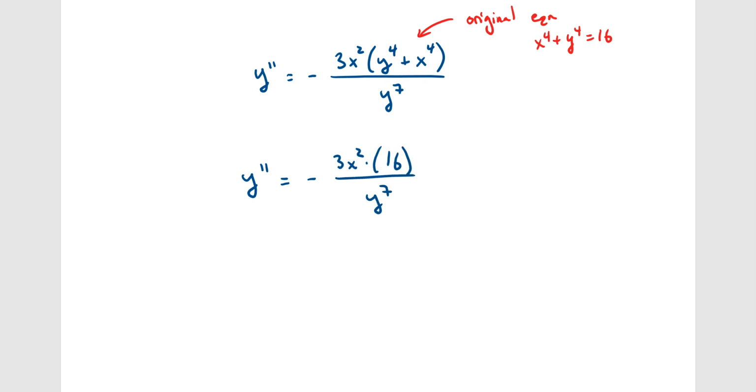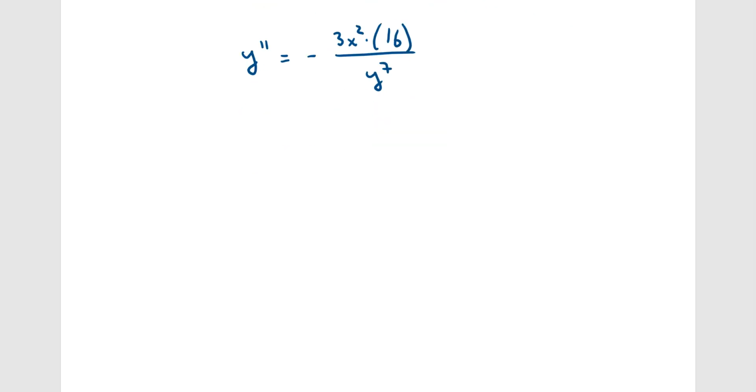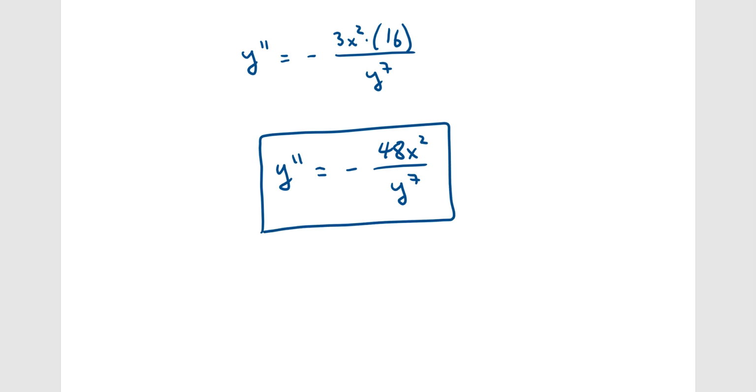And now, after all of that, we are done. We get y double prime equals negative 48x squared over y to the 7th. So you can probably see why it was kind of nice to keep on simplifying this one, because it actually turned out to look pretty nice.